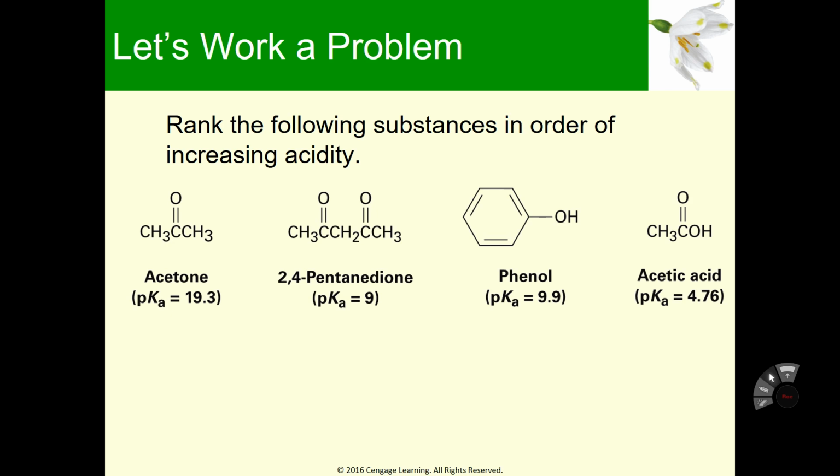Rank the following substances in order of increasing acidity, okay? So acetic acid is the stronger one. The smaller the pKa, the stronger the acidity is, right? Okay, this is the end of this chapter.